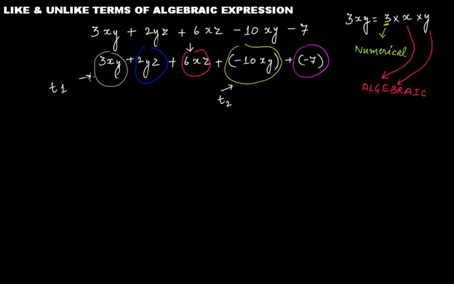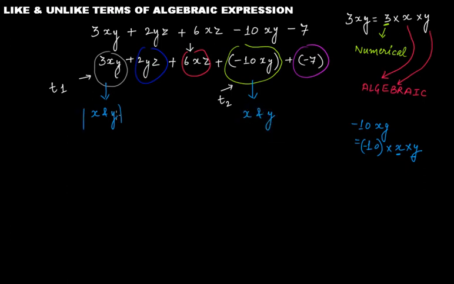Now, what are the algebraic factors of 3xy? Clearly, the algebraic factors are x and y. And since we have called it T2, what are the algebraic factors of this one? You will say again the same. This is minus 10xy. So the numerical factor is minus 10. Then x and y are the two algebraic factors, because minus 10xy can be written as minus 10 times x times y. So we have two algebraic factors, again x and y.